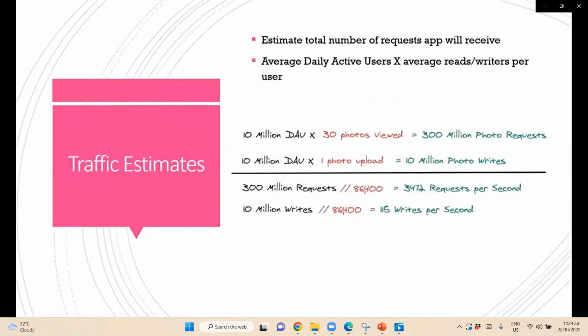So now let's put this into practice. We're going to do some example calculations for an Instagram type app.